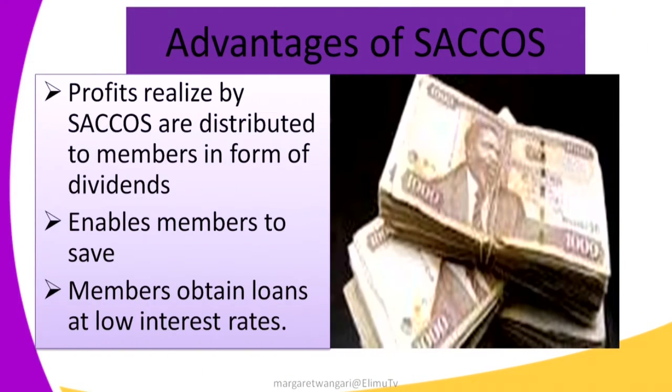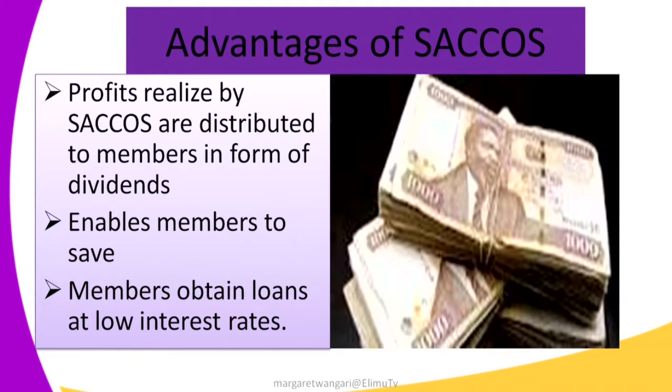Let's now look at advantages of SACCOS. One of the advantages of SACCOS is that the profit realized is distributed to members in form of dividends. Remember, a SACCO is a business unit. So at the end of the day, they make profit. So that profit is distributed to members in form of dividends.